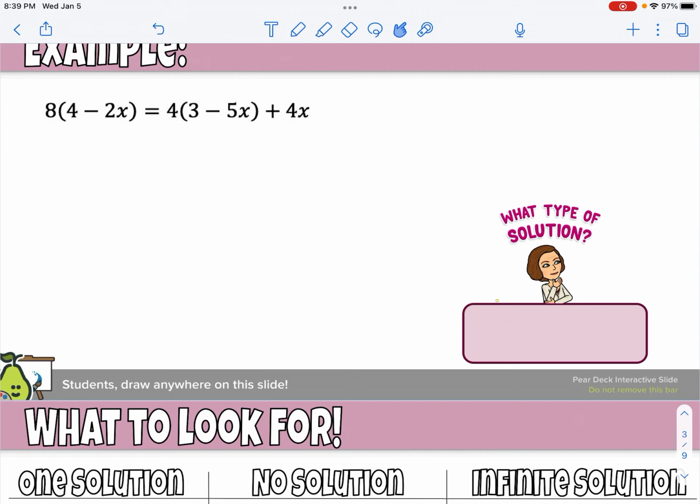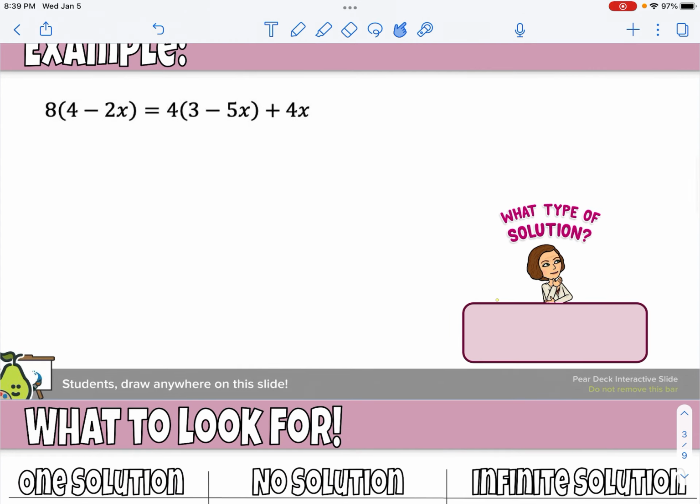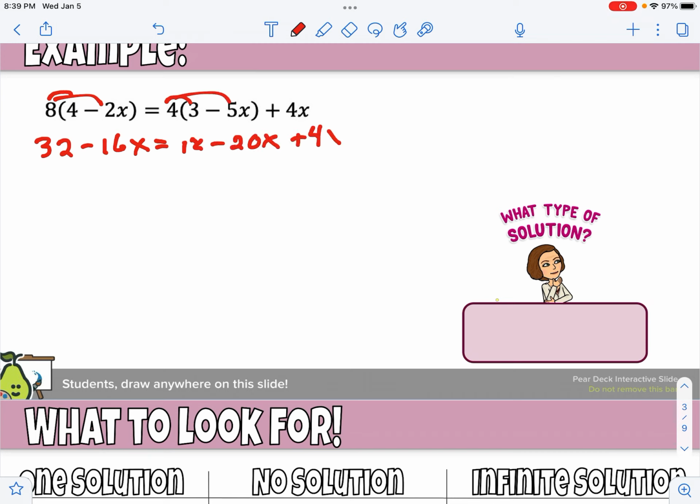Now for the next one, we're going to do the distributive property on both sides of the equation. I'm going to get 8 times 4 is 32 minus 16x equals 12 minus 20x. And don't do anything with the 4x. It's not inside the parentheses. Let me fix this for you.